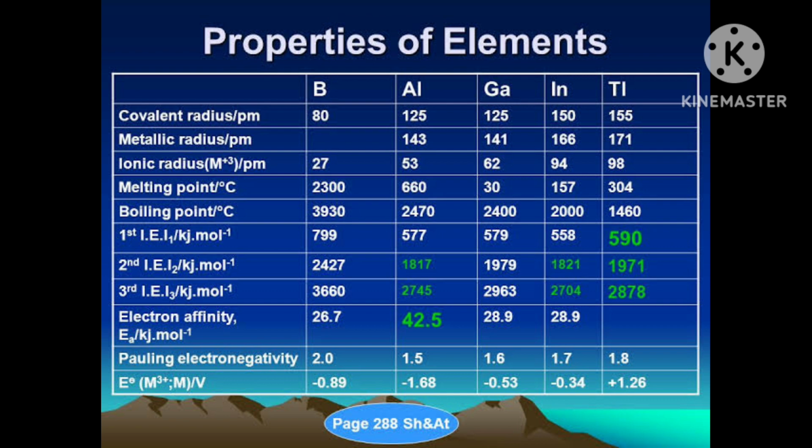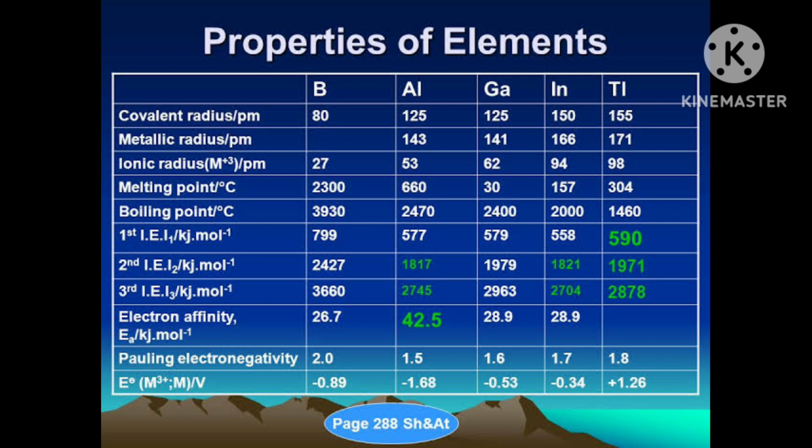Boron and aluminum do not have d and f, only noble gas core. But after that, gallium and indium have noble gas core plus 10 d electrons, and thallium has noble gas core plus 10 d electrons plus 14 f electrons.